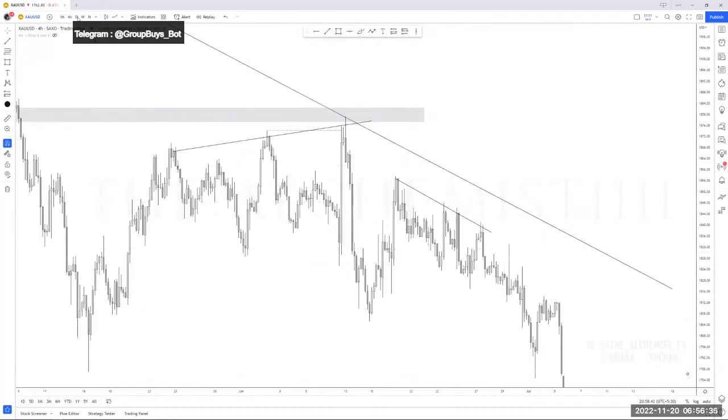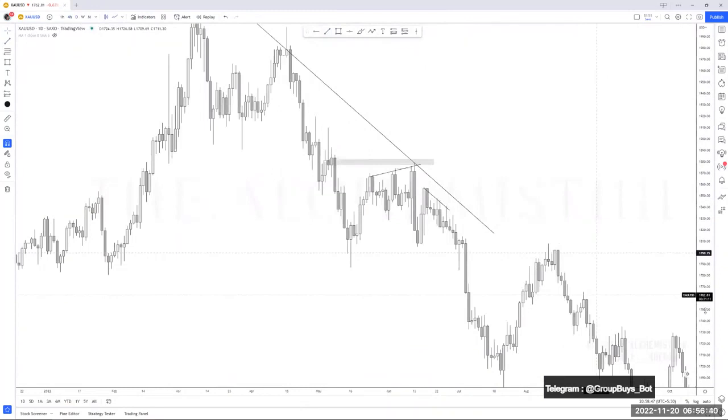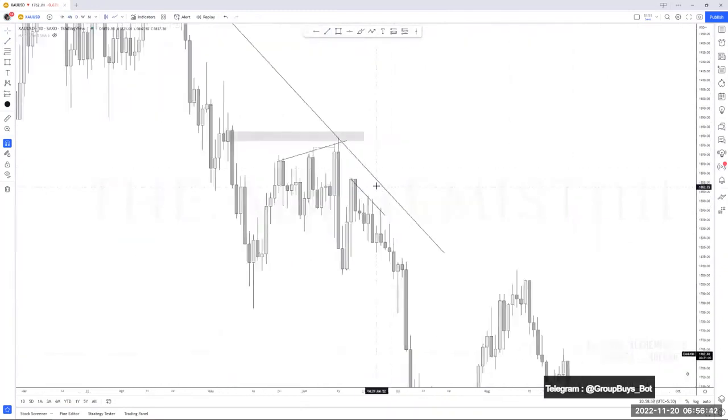So this right here, I'll show you another one. I can pull out trend lines from everywhere now, because now you are the master of trend lines.